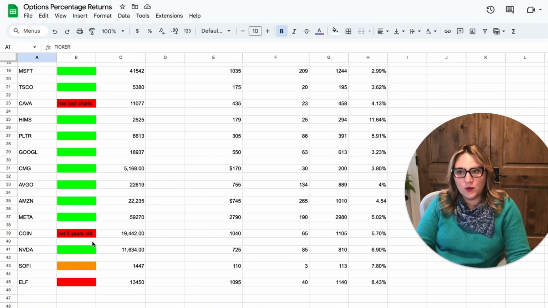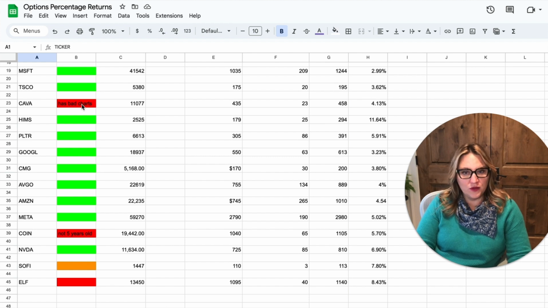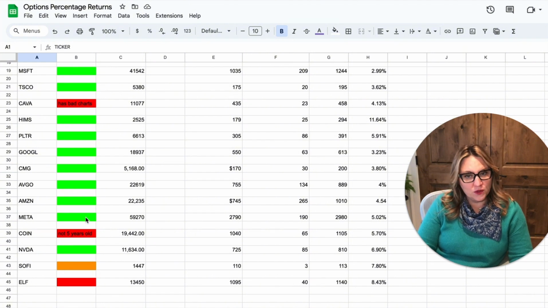Okay, so just Kava has bad charts. The 5-year, 1-year, and 3-month are not all going up. I think there's 2 that are down, which is a red flag. Coin is not even 5 years old yet, so that's a bad thing. Their earnings and revenue are also off. I don't believe their charts are great either. SoFi just started having good charts. They just started being over 5 years old. So for me, that stock has more time to prove that they are a winner for me to get involved with it.